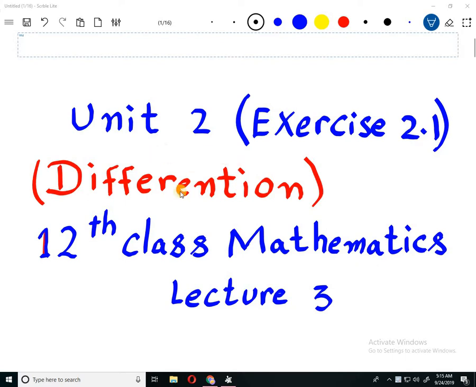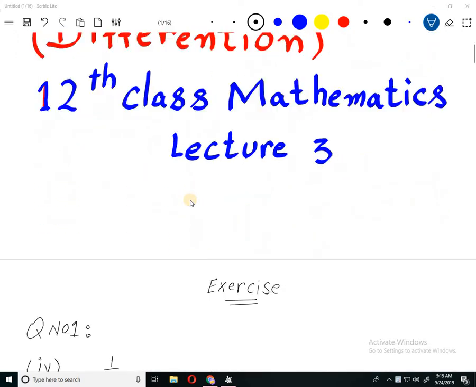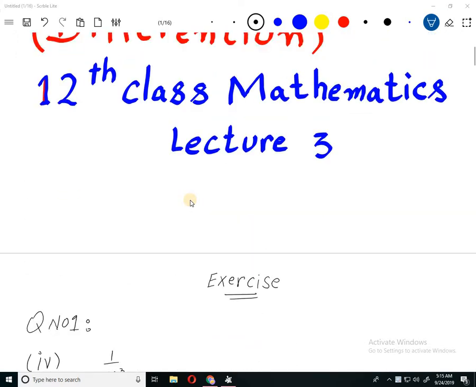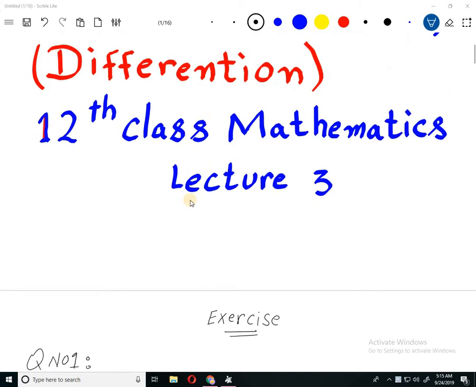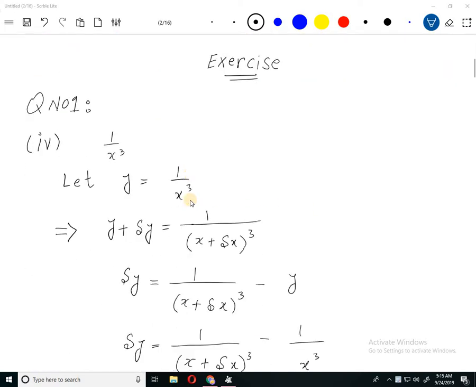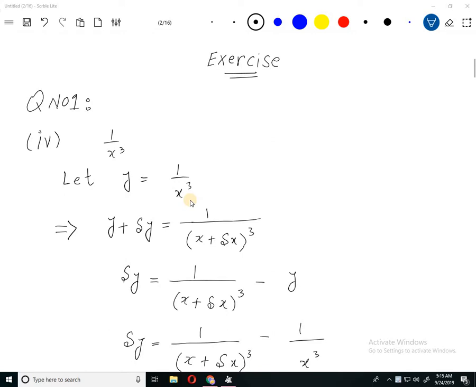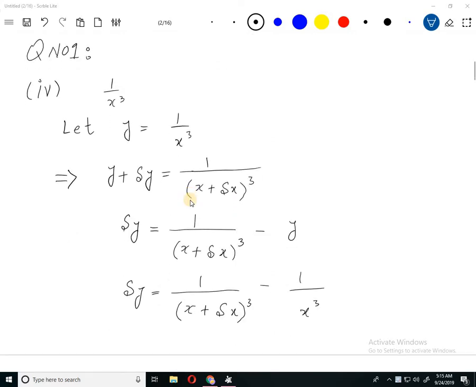I am discussing with you mathematics of 12th class, unit 2. The name of the unit is differentiation, and the exercise that we are doing is 2.1. In this exercise we are learning how to differentiate by ab initio method, by definition. So let's start the question, and this is actually lecture 3 of the series. So this is exercise 2.1, question number 1, fourth part.